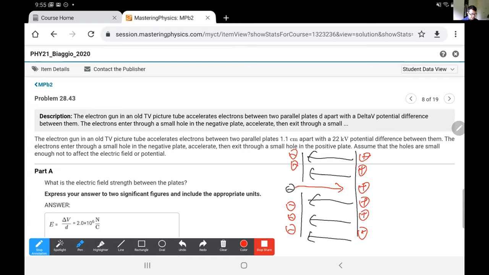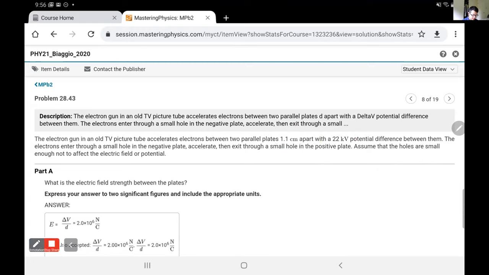Then we know the potential difference is 22,000 V, and the distance between the two parallel plates is 1.1 centimeter. Then the electric field could be calculated by using the voltage in between over the distance. Right? That will be equal to 22,000 V over 1.1 centimeter converted to meter. Okay, that is the result.